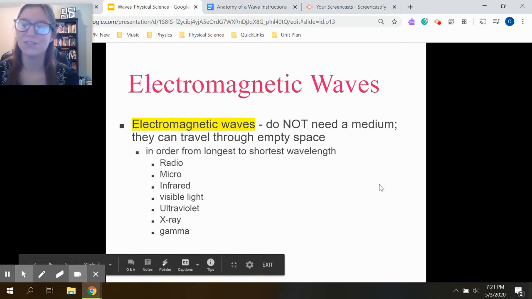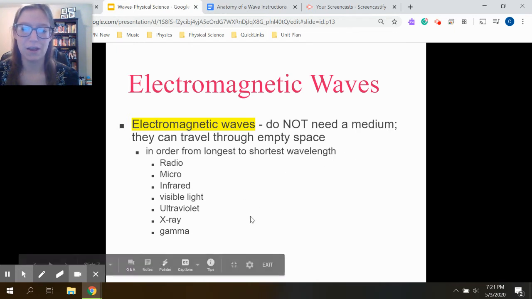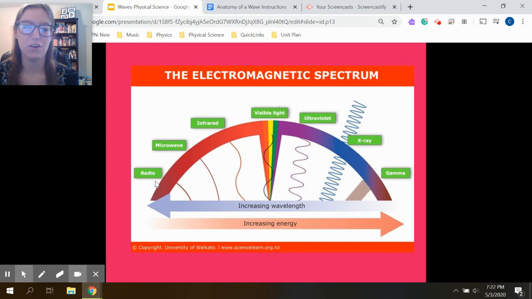Electromagnetic waves do not need a medium, and they can travel through empty space. Real quick, the ones you might be familiar with are radio waves, like those we use for radios. Microwaves, again, are not just limited to the thing that heats up my toaster strudel. You can also use these for a bunch of different applications, like most of our telecommunications. Infrared is also related to heat.